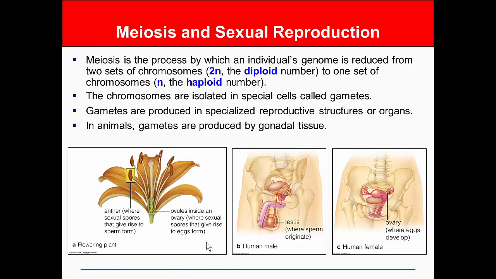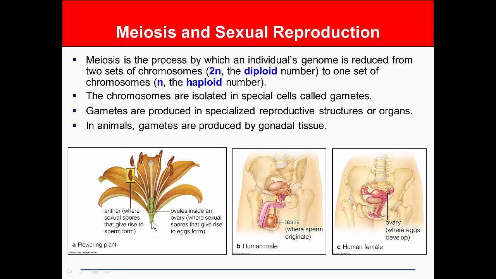All right, so meiosis is very similar to the process of mitosis, which we just learned about. And this is the process in which an individual's genome is reduced from two sets of chromosomes. The symbol we use for this is 2n. We call this the diploid number, to one set of chromosomes, or n, which is also called the haploid number. And so these chromosomes are isolated into special cells that are called gametes.